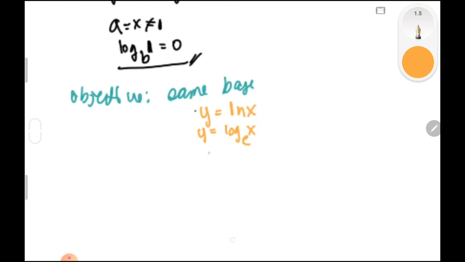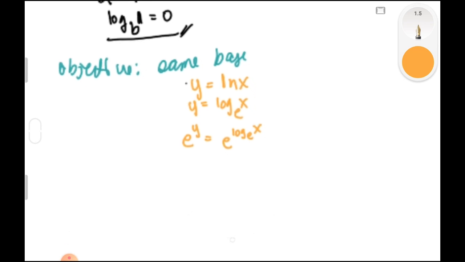So, pag-release natin nito, e raised to y is equal to e raised to log e of x, so log of x to the base e. This is a property of logarithm wherein we can say that e raised to y is equal to x. Okay? So, pag parehas yung base na raise mo, yung magiging sagot nito is yung value na gusto mong kunin yung logarithm, which is your x.